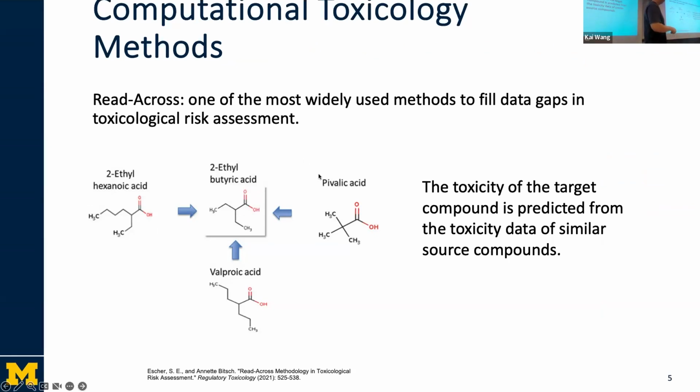So the first one is the most widely used method. It's called read-across. The logic is very simple: similar chemicals probably have similar biological activities. So for this method, they just compare the chemical structure. For example, if we don't have the biological data for this chemical, but we have biological data for those 3 chemicals, then they compare the chemical structure to say, okay, because those chemicals are very similar to each other, this chemical in here probably has similar biological activities.